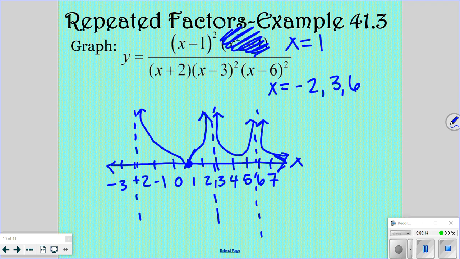And then at -2, this one is not squared, so we just jump like normal. And then we approach the asymptote, the x-axis. So that is how you would do repeated factors. So you have to be really careful that you're looking at the correct ones for which ones are squared and which ones aren't. But that's basically all for the graphs of rational functions.